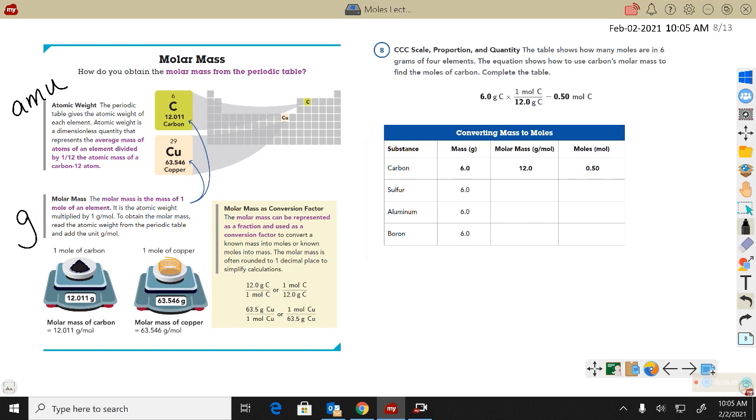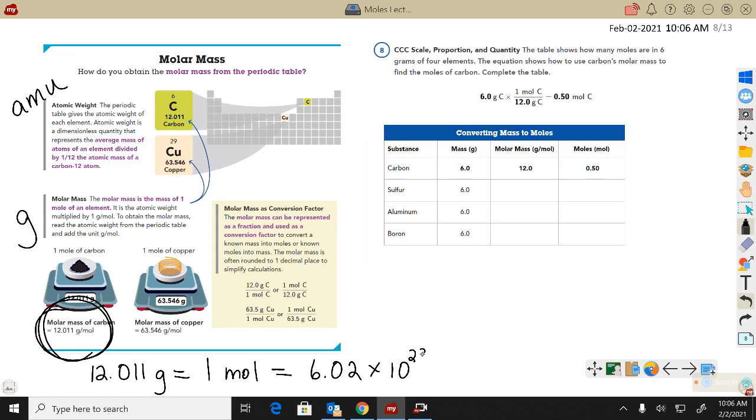So when I want to use that mass on the periodic table as grams, we can. We could totally use it as grams, but then we call it the molar mass. It's 12 grams per mole. So we'd say 12.011 grams equals 1 mole, and 1 mole is 6.02 times 10 to the 23rd. In this case, carbon's representative particle would be an atom, because carbon is an element.